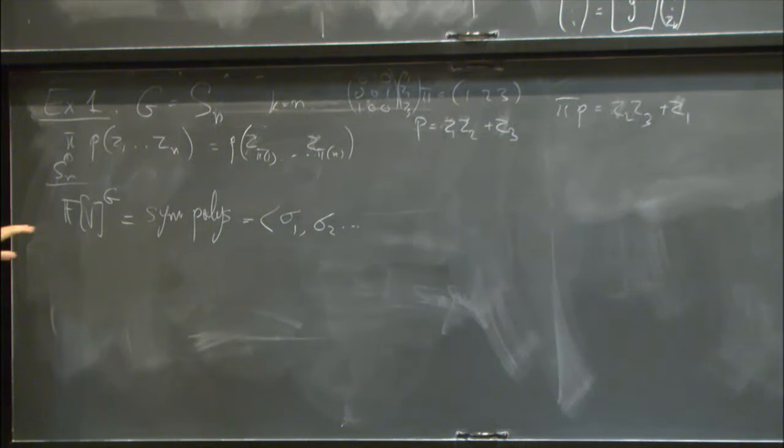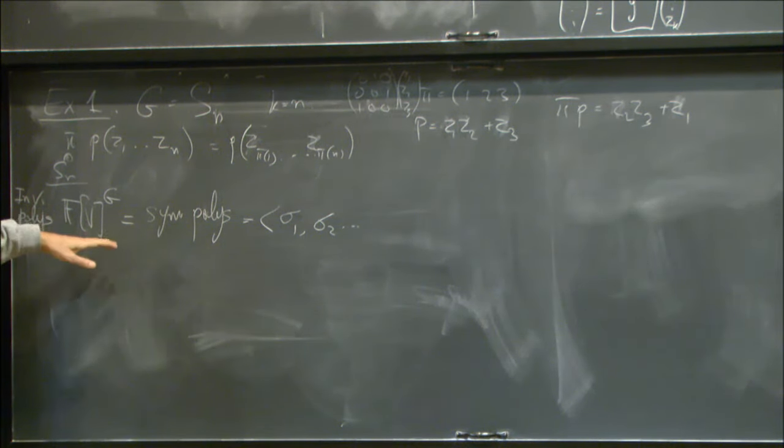F^G is just the invariant polynomials. And in every group action, they will be different. So I'm giving you the simplest example of invariant polynomials. Hence invariant theory. They are invariant, they do not change under the group action. You apply any group element to this polynomial, it stays the same. It's invariant.